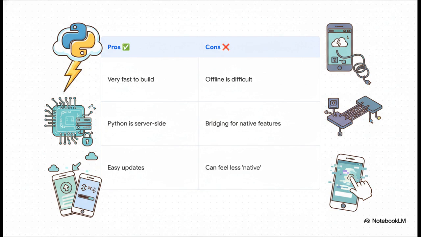But yeah, the downsides are just as big. Getting it to work offline is a real headache. And if you want to use something like the phone's camera or Face ID, you have to build this special bridge to connect your web code to the phone's native features.